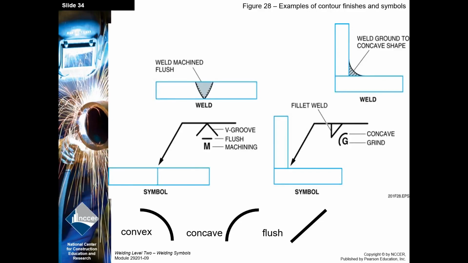All right, so let's break down a couple more examples here. We have a V-groove, arrow side. We're going to finish it flush by machining. Our next example, we have a fillet weld, concave, so we want it slicked in there, and we can finish that by grinding it.